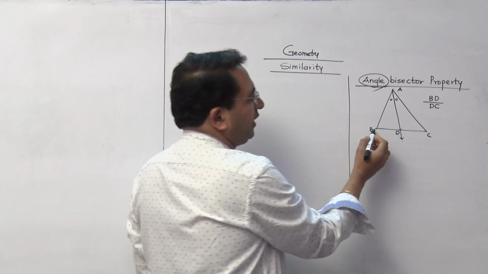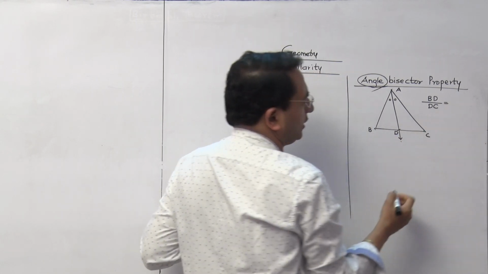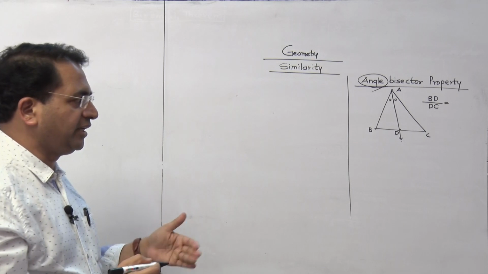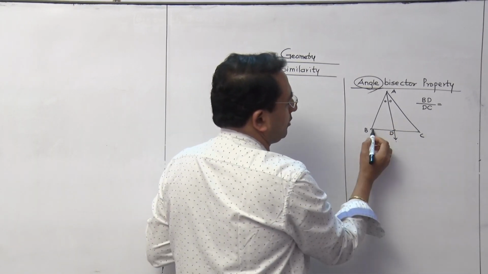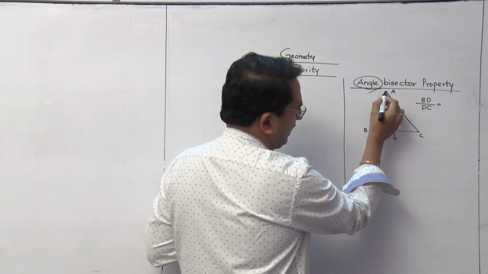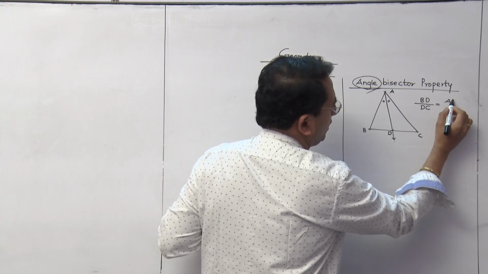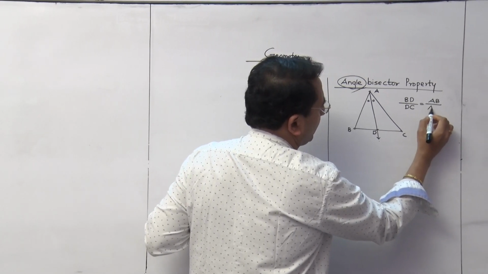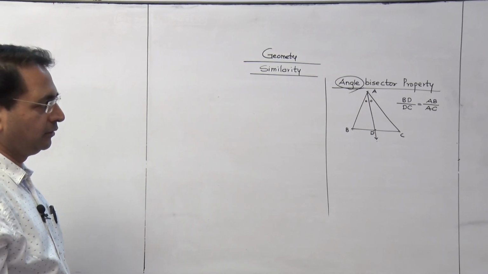Correct? BD upon DC is equal to the ratio of the remaining sides, since it divides the opposite side in that ratio. Now what is coming along with BD is side AB of the triangle. So in front of this we have to write AB and here we have to write AC. That is the part which we have to handle.